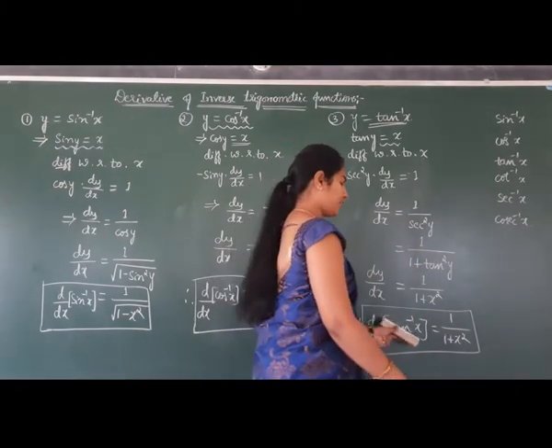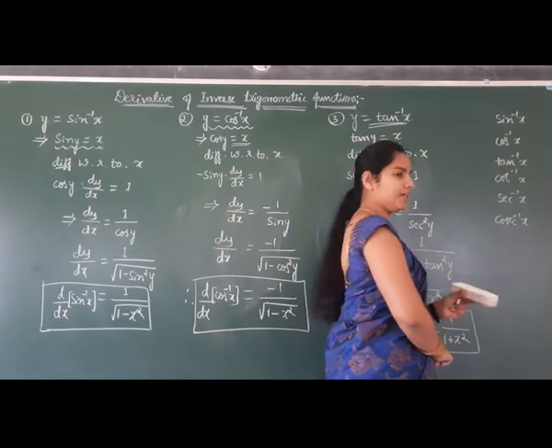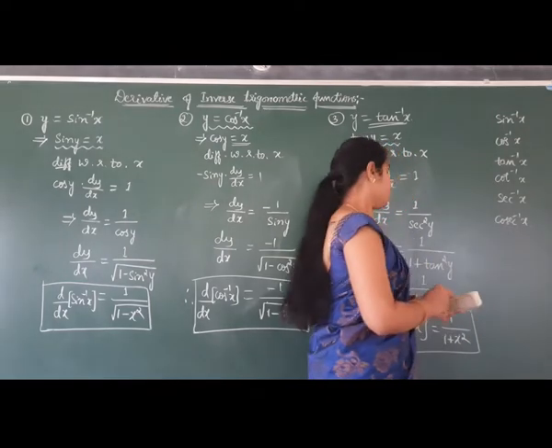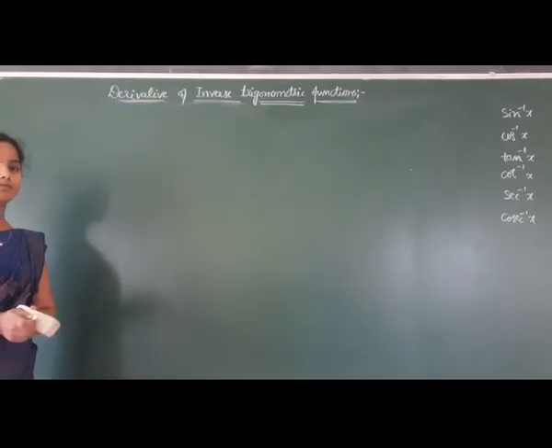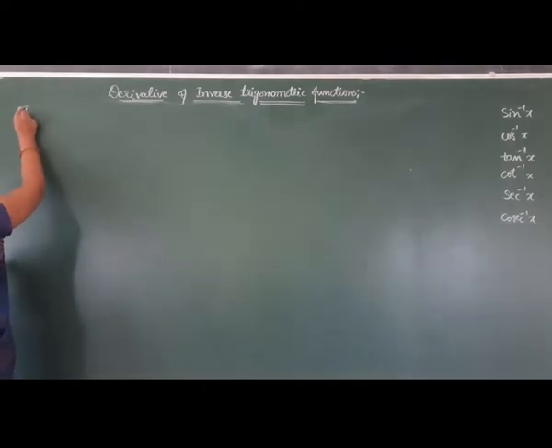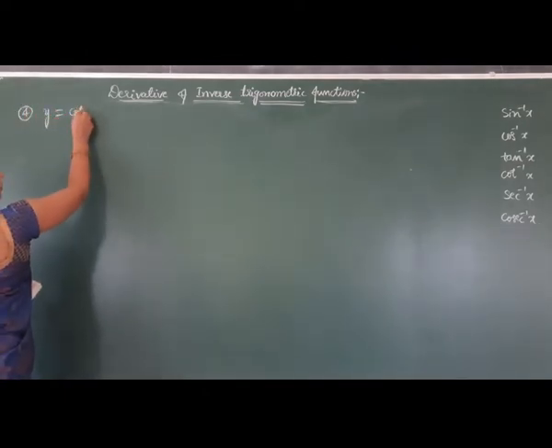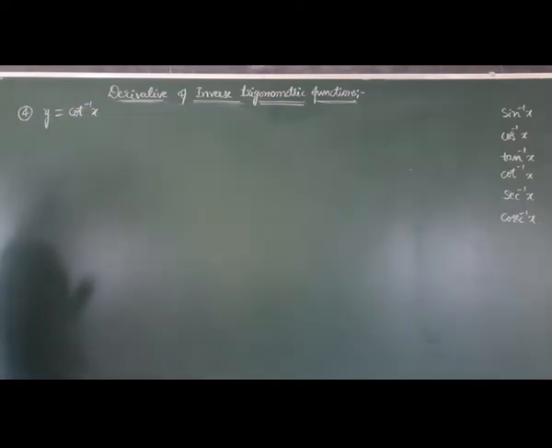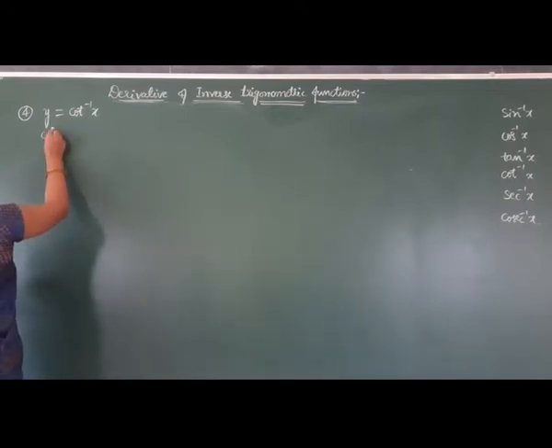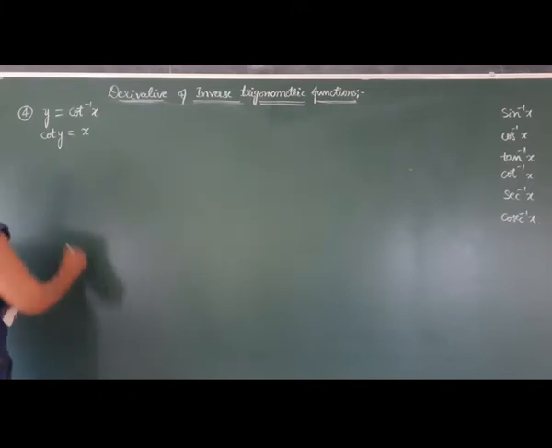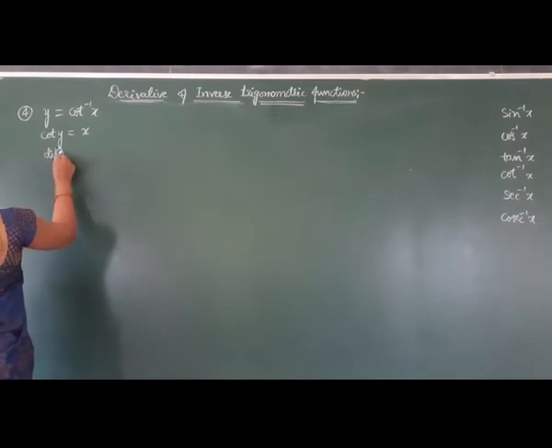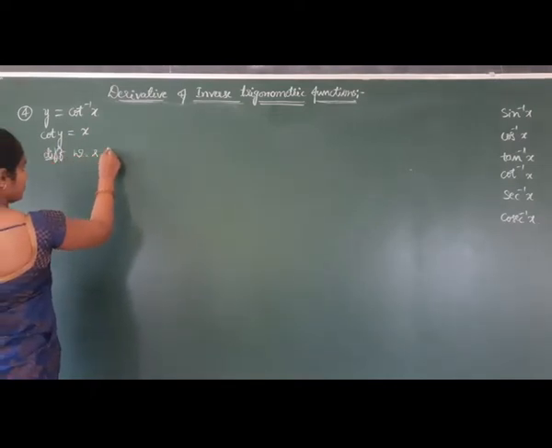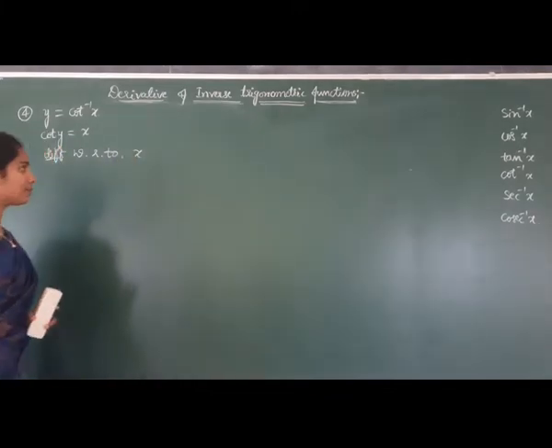Okay, so the derivative of tan inverse x is 1 divided by 1 plus x square. Okay, so next one is the fourth one, y is equal to cot inverse x. We can also write this as cot y is equal to x. So differentiate this with respect to x.